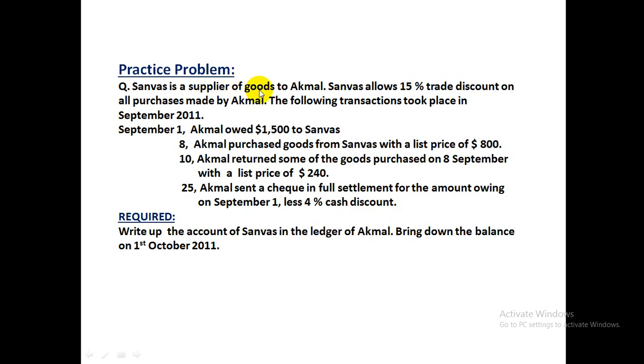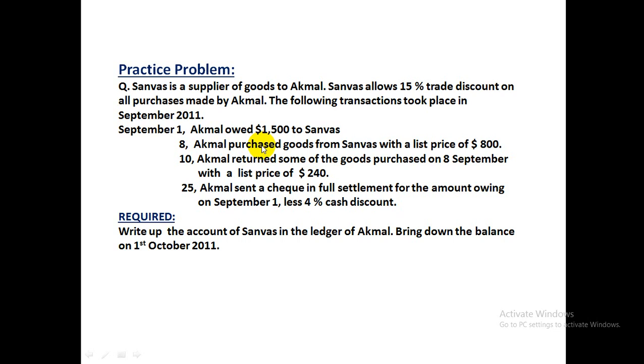Sanvas is a supplier of goods to Akmal. Sanvas allows 15% trade discount on all purchases made by Akmal. The following transactions took place in September 2011. September 1, Akmal owed $1,500 to Sanvas. It means this is the opening balance of his account.